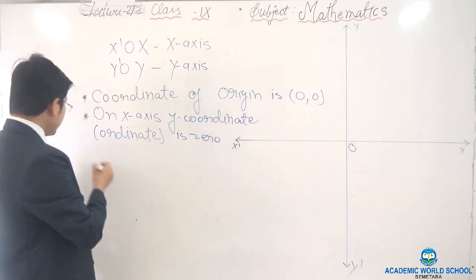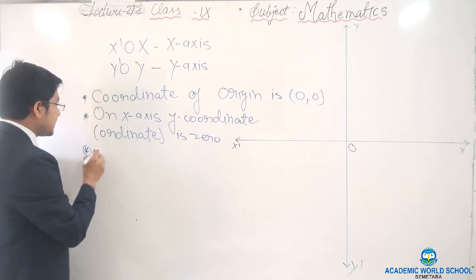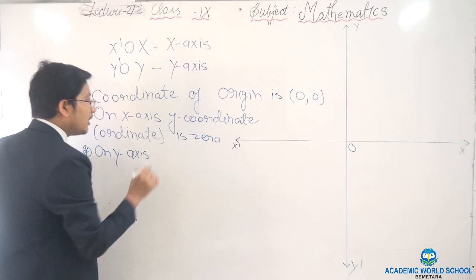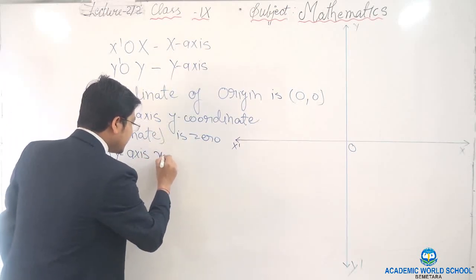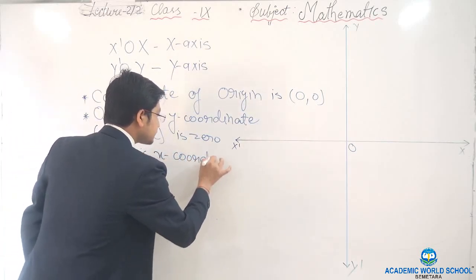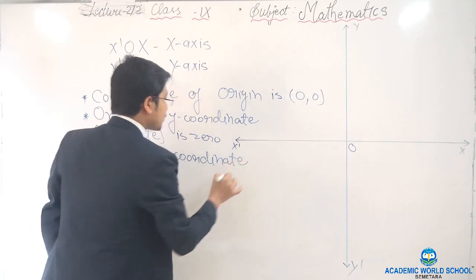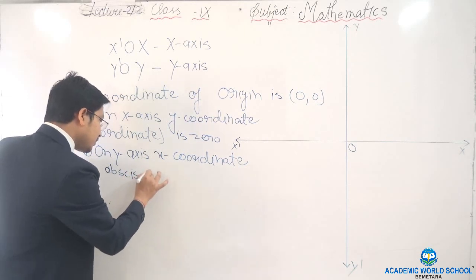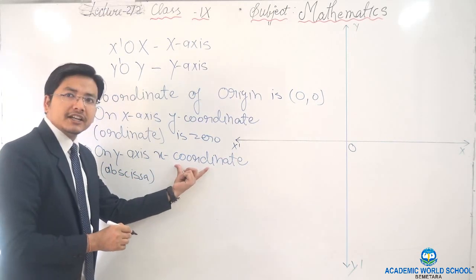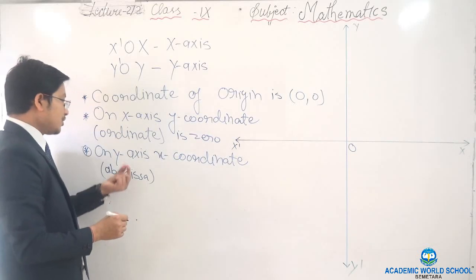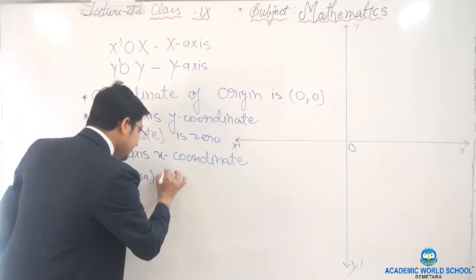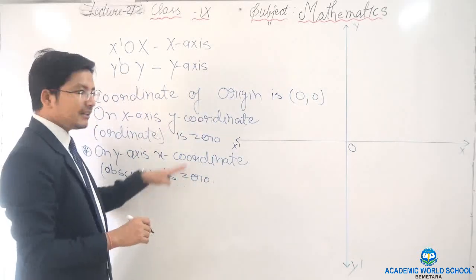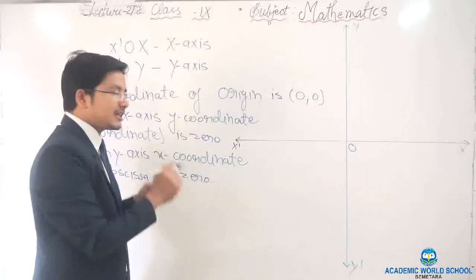In the similar fashion, on the y-axis, the x coordinate, which is also known as the abscissa, is 0. These many things we have done in the previous class.